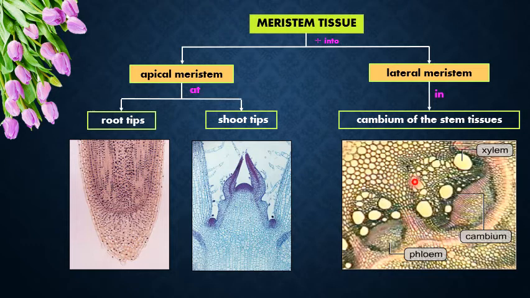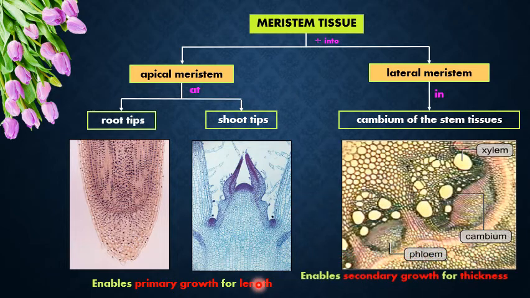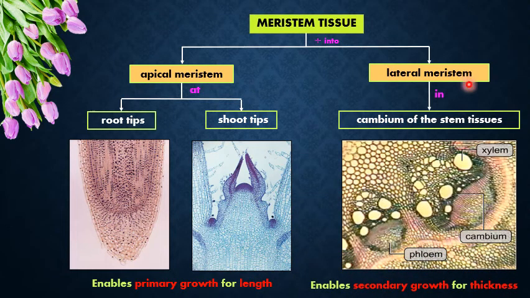All of these photographs were taken from the observation under the light microscope with high magnification. From this photograph, you can see that these are the xylems and these are the phloems. Both the xylem and the phloem are divided by cambium. The apical meristem enables primary growth to lengthen the plant. The lateral meristem enables secondary growth to thicken the stem.